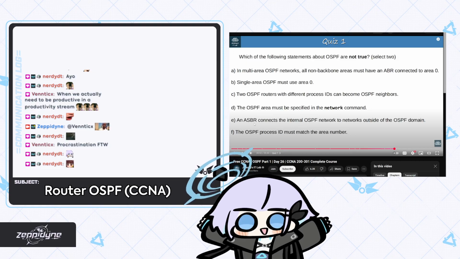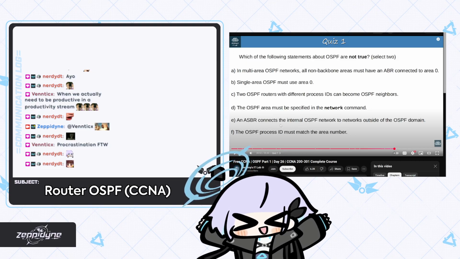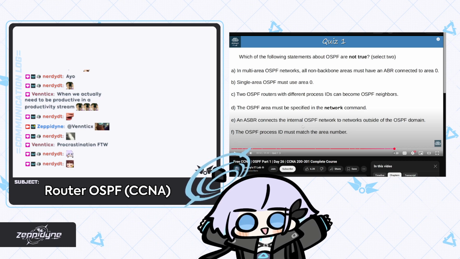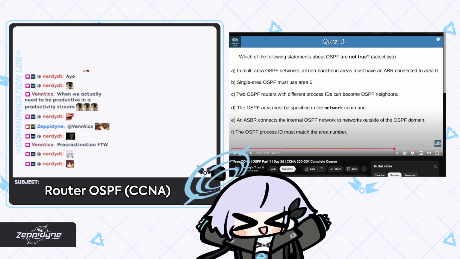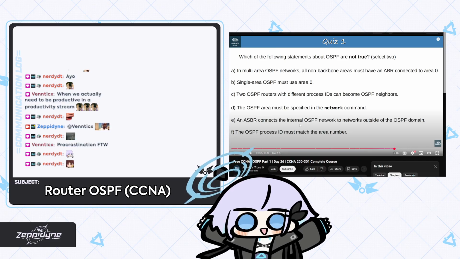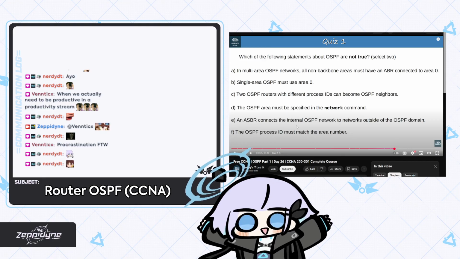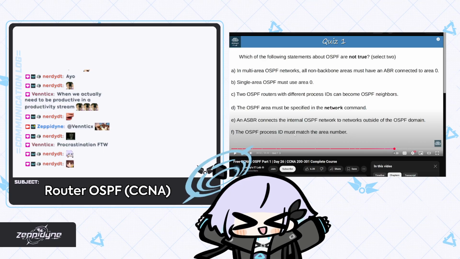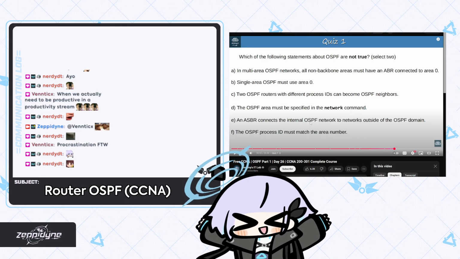E, an ASBR connects the internal OSPF network to networks outside of the OSPF domain. Is this the one with the default originate command? This has to be true, because this one's connected to the ISP. And then F, OSPF process ID must match the area number. No, it doesn't even matter. Only the area number matters for other routers. So it's F and B, right?